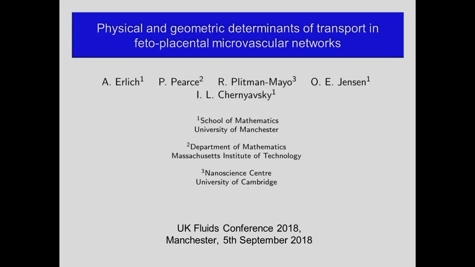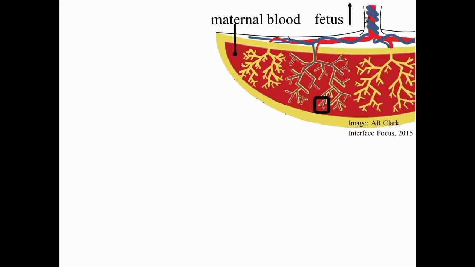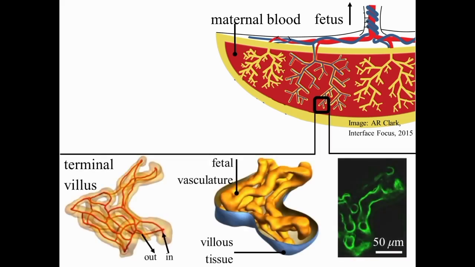Thanks very much. Yes, so I'll be talking about transport in microvascular networks and in the placenta specifically. What's very interesting in the placenta is that you have two blood supplies, a maternal and a fetal blood supply. And the fetal blood supply is all hosted in these trees. At the end of these trees are the primary exchange units of solute, where all the CO2 and oxygen exchange happens. These exchange units are called terminal villi.